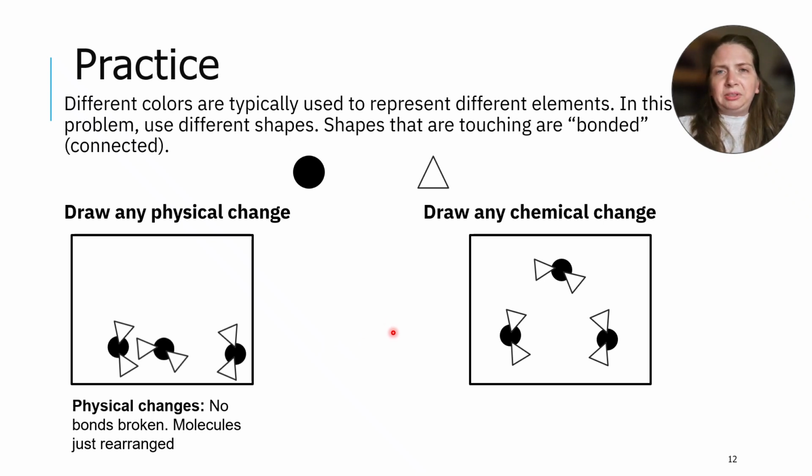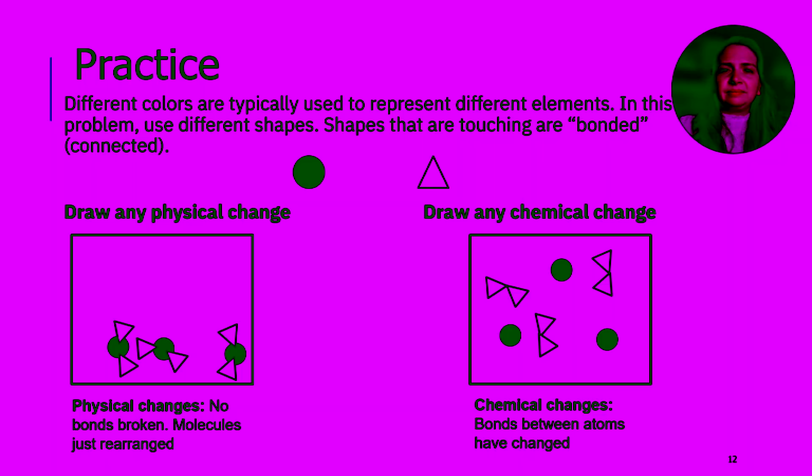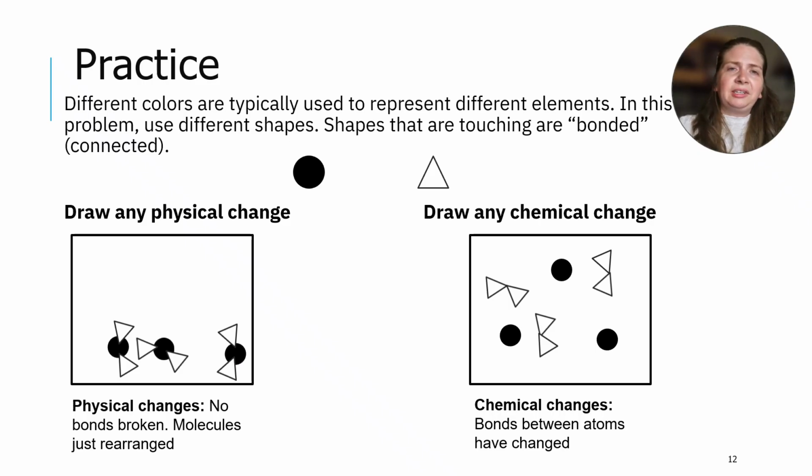For the chemical change, we need to change how the atoms are bonded together. There are multiple correct answers. You could connect all 3 molecules together to form 1 larger molecule, or separate the atoms so that no triangles are bonded to circles, or recombine the atoms in a different arrangement. The key is the connections between the atoms must change.